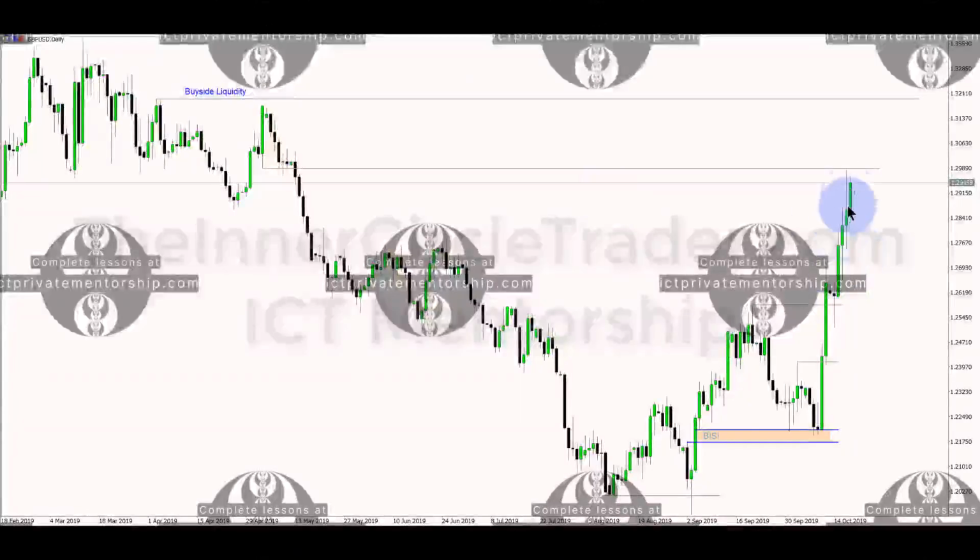This whole run in here, look how efficiently they've taken it up. We had this initial pop here, then a rebalance. What did I just teach you? Immediate rebalance. Price runs here. Candle here, comes down, rebalance, immediate.